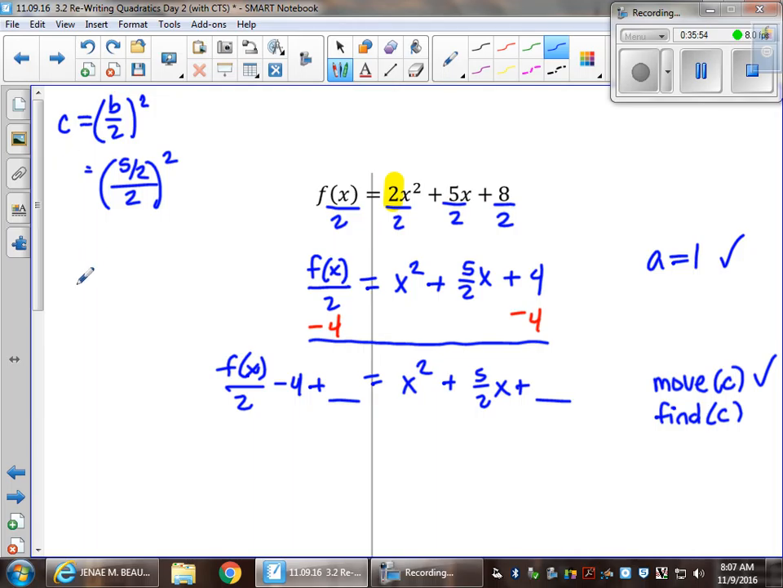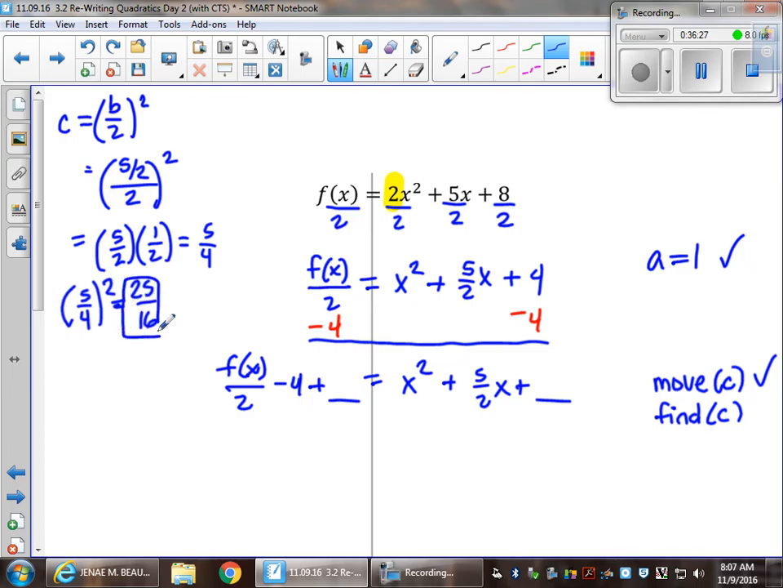Okay, so we're going to do what she said. 5 halves times what? Don't leave me hanging here. There you go. Okay. What is 5/2 times 1/2? 5/4. But what do we still need to do to 5/4? Which gets me what? Bam. Where's that 25/16 going to go? In the blank. I agree.